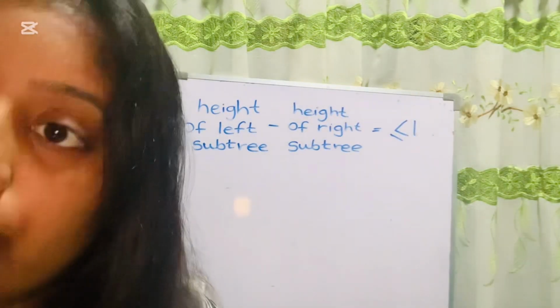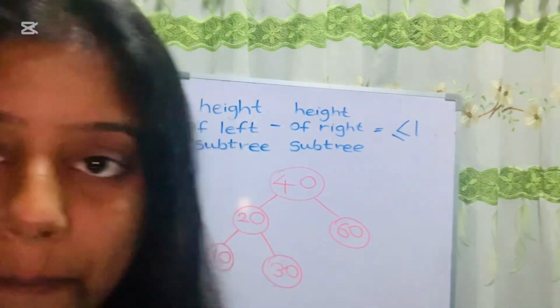To be a balanced tree, it should be smaller by subtracting the subtrees on the left and the subtrees on the right side. The answer from this should be equal to or less than 1. Now you can see the formula. Now you can see an example.